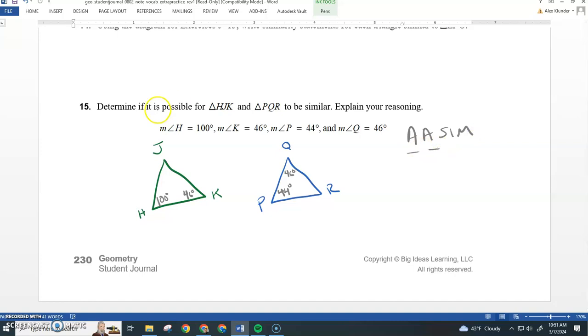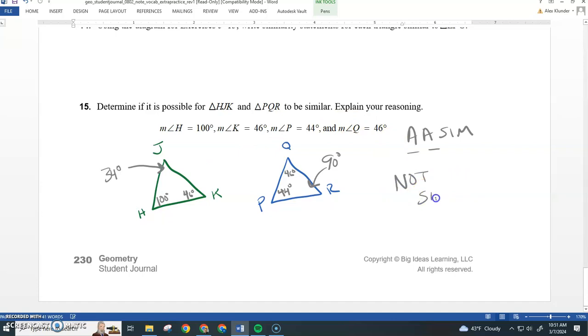So just find the missing angle. Go figure out what angle J is. If I use 180 minus 100 minus 46, I get 34 degrees. And go find this one. 180 minus 44 minus 46. I get 90. I know it doesn't look 90, but that's okay. I think it's pretty obvious I don't have congruent angles. So I don't have 2 angles that are congruent, so you would say no.